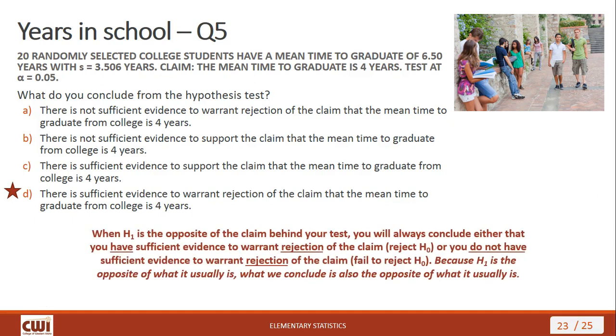So, when our alternative hypothesis is not a reflection of the claim, we have a two-tailed test. And therefore, we're going to conclude that we're warranting rejection of the claim. If we have sufficient evidence, that means we've rejected H0. However, if we do not have sufficient evidence, then that means we failed to reject H0.